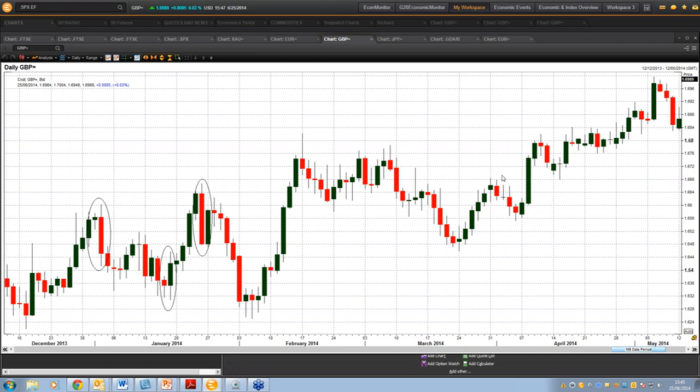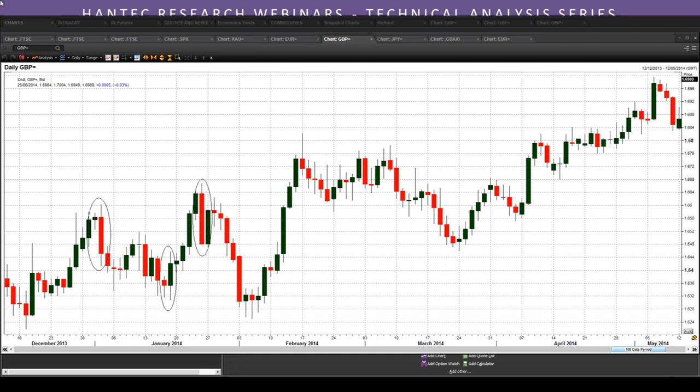Okay, so I've got another question. I'm used to assuming that the shooting star signifies that the trend is about to go for a reversal. What do you think? Well, yes, as I said, you get hammers and shooting stars.